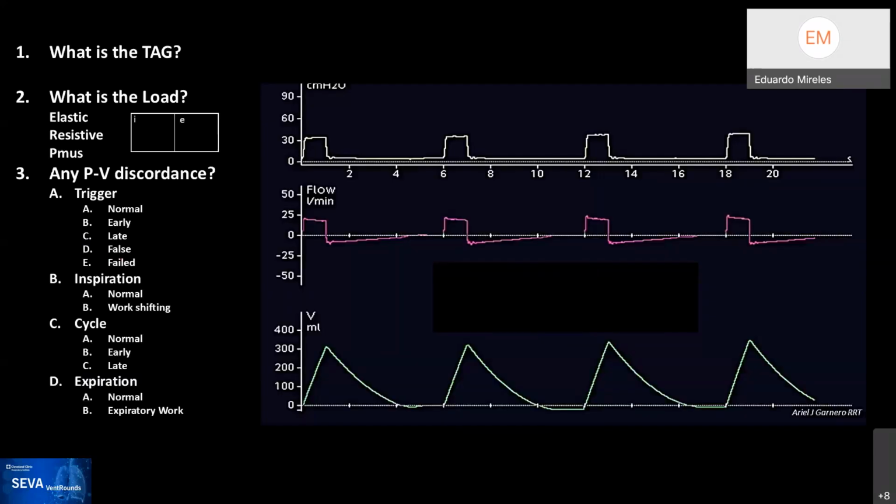Okay. So this is an image that we got from Ariel Garnero, who is one of our respiratory therapists. He actually simulated these waveforms. So there may be some items that you may question, but we can go through them as we go through it.